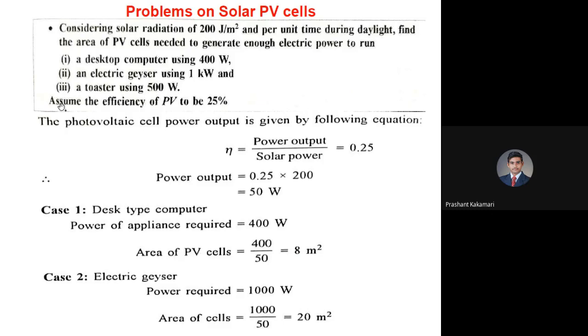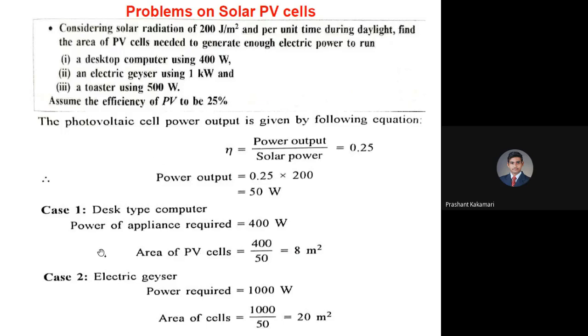Also, in the end they have given: assume the efficiency of PV to be 25%. This will help us in finding what is the actual energy per meter square of the cell generated because of the efficiency. If efficiency is not given, I can take 200 watt per meter square directly, assuming 100% of the solar radiation is converted into electrical energy by the solar cells. That may not be possible, so in such cases, they will give the efficiency.